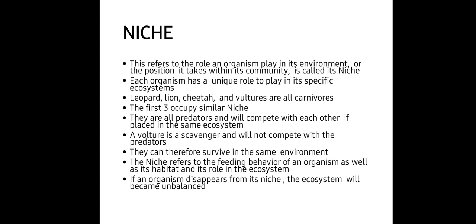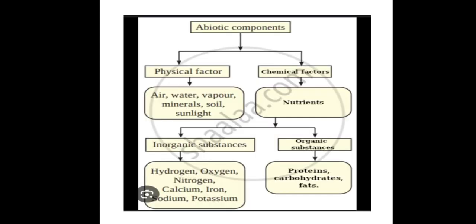The niche refers to the feeding behavior of an organism as well as its habitat and its role in the ecosystem. If an organism disappears from its niche, the ecosystem will become unbalanced. These are abiotic components: physical factors, chemical factors.